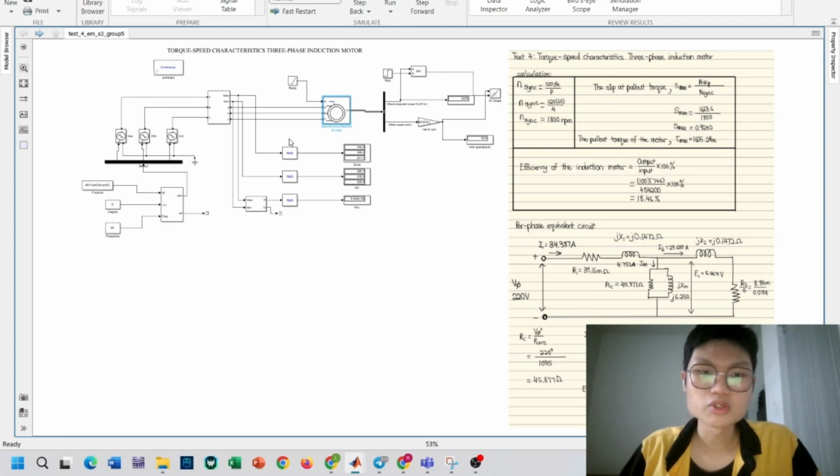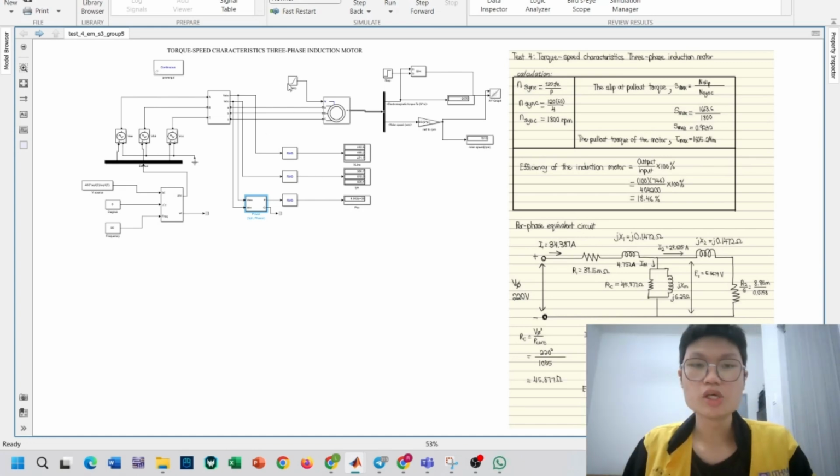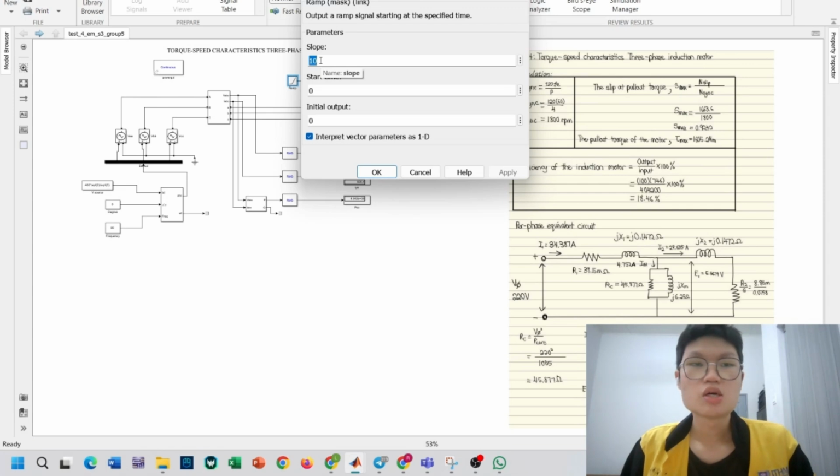The RMS block we use to measure the V line, I phase and the power of short circuit, or we can say P in. And this power measurement is used to calculate the P in. These RPMs help us to identify the pull-out point and the breakdown point as the motor accelerates. So we double click and set it from 10, which gives us a good response when running the model, so that we can see the result from the graph.